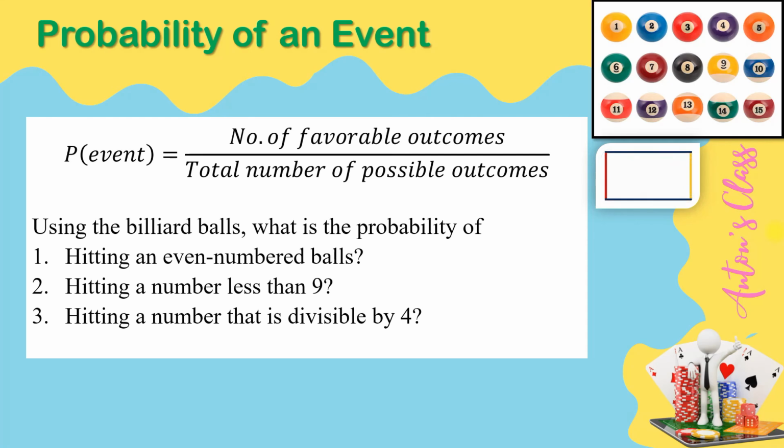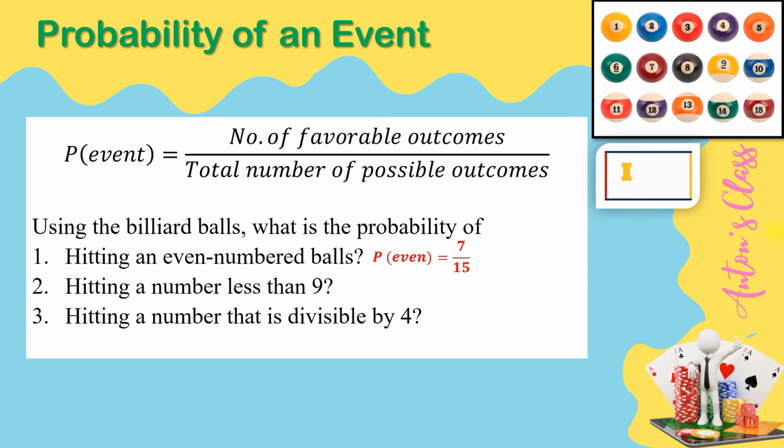Even-numbered balls. How many even-numbered balls are in the billiard ball set? We have 2, 4, 6, 8, 10, 12, 14, so there are 7 even-numbered balls. The probability of the even-numbered balls is equal to 7 over 15. Take note that the probability will always be less than 1 except for the certain event. You know the certain event, right?